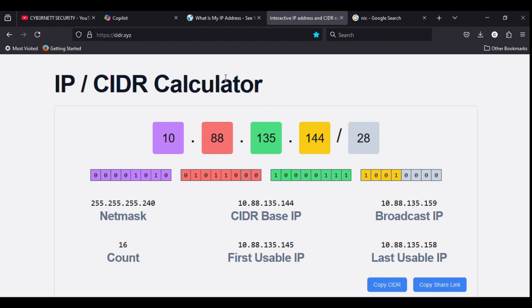10.88.135.144 is okay. So that's how we arrived at this 10. The same thing is applied to the rest of these octets here.